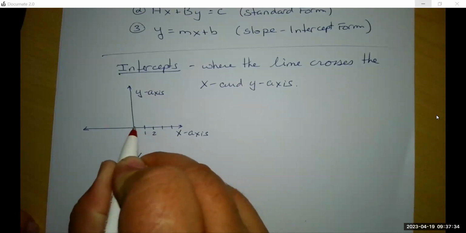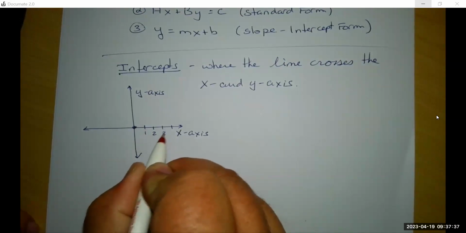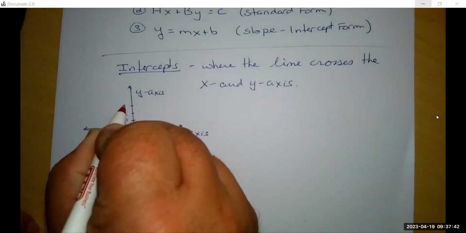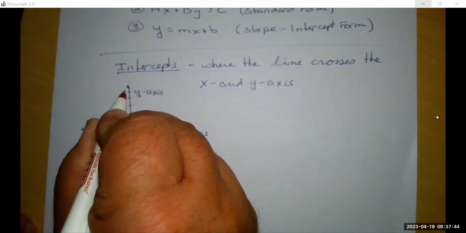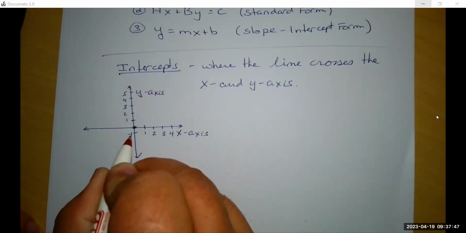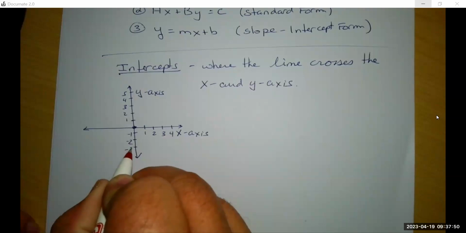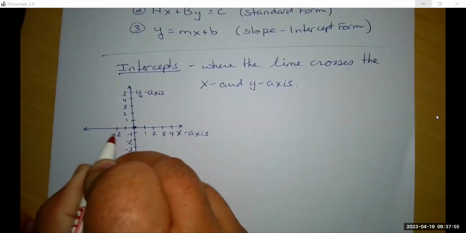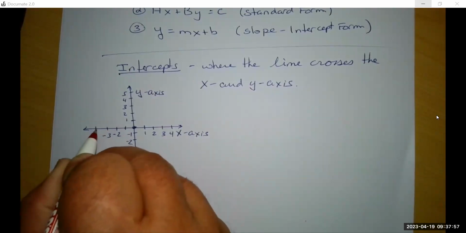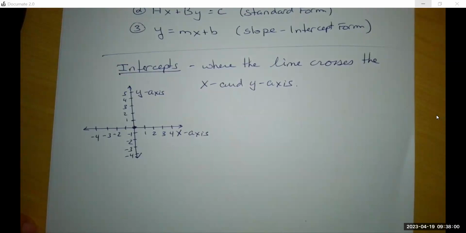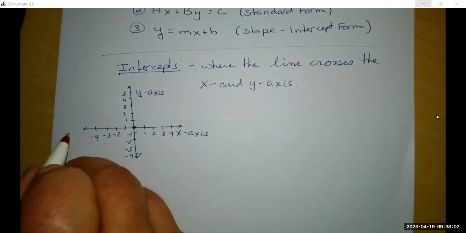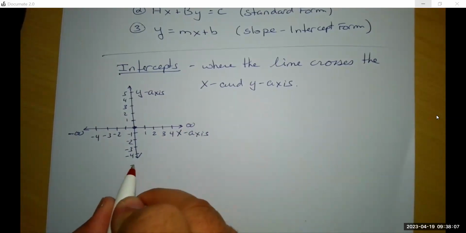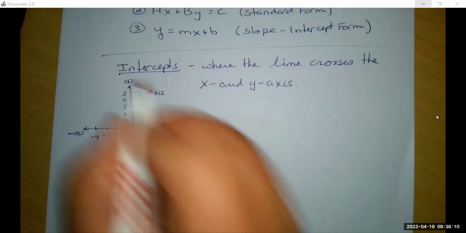Everything to the right of the origin is positive. Everything up is positive. Everything down is negative. And everything to the left is negative. And they go horizontally from negative infinity to positive infinity, and vertically from negative infinity down to positive infinity up.